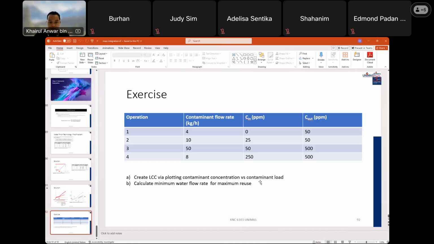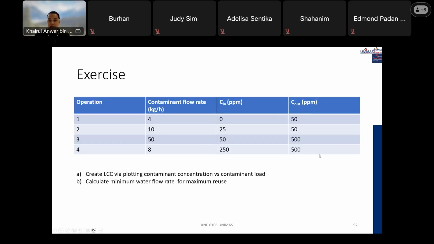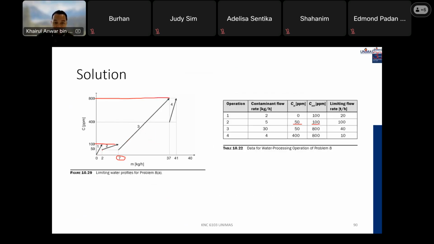Okay, this is an example. So, exercise 1.5 now. Yeah, you should try this. What you need to do? You draw this first.